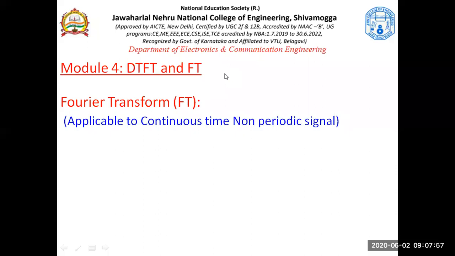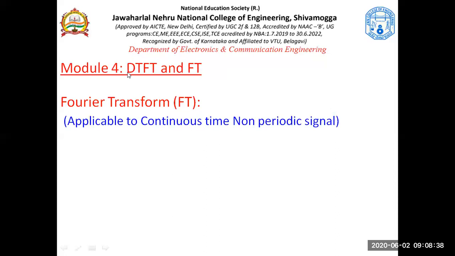Understand? I had asked you one question in the internals. If you have a speech signal, which transform would you apply for that? What should be your answer? See, speech signal is a continuous time signal. And is it periodic or non-periodic is the next question we need to ask. So speech is non-periodic, continuous time. So which is suitable for non-periodic continuous time? Fourier transform is suitable.